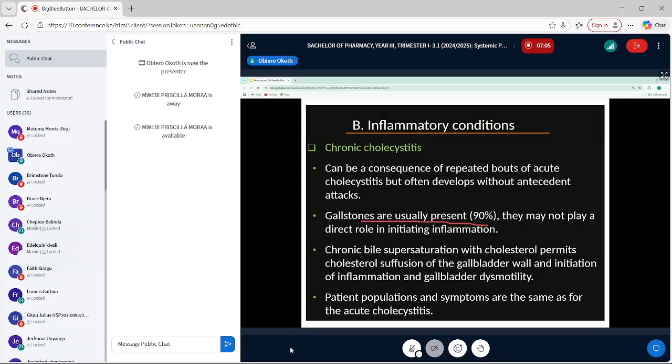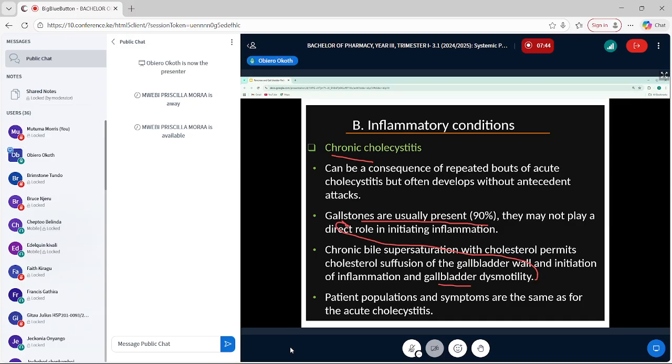Supersaturation permits cholesterol to enter into the gallbladder wall, and that entry of cholesterol in the gallbladder wall creates inflammation, and this inflammation and gallbladder hypomotility increases the risk of having stones. So sometimes it's not clear which one starts. But you know that patients with gallstones repeatedly end up with chronic cholecystitis.